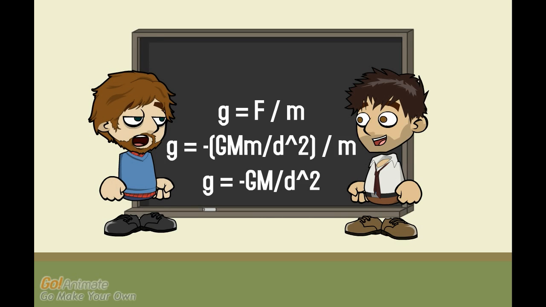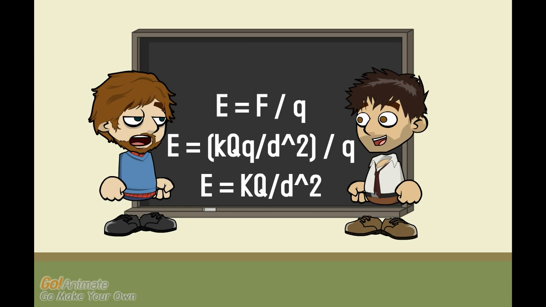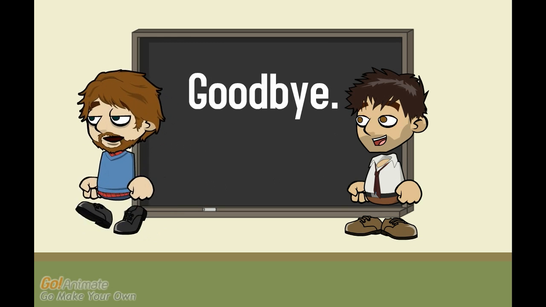To calculate the field strengths, we can use Newton's law of gravitation for gravity fields. To calculate the electric field, we can use Coulomb's law. Notice if big Q is positive, E is positive and points away from big Q. If it's negative, E will point towards it.